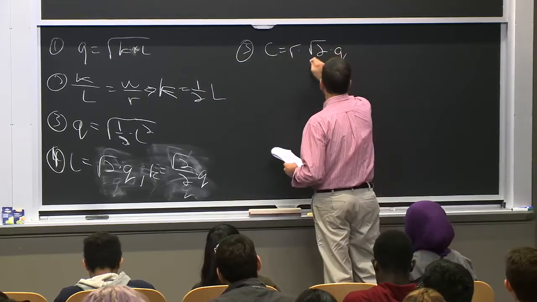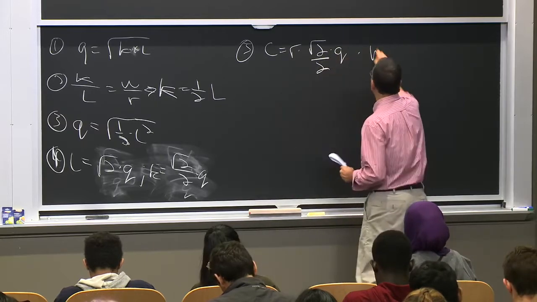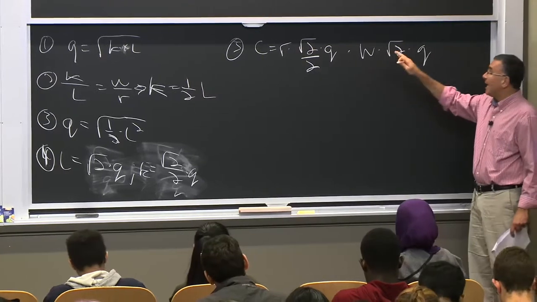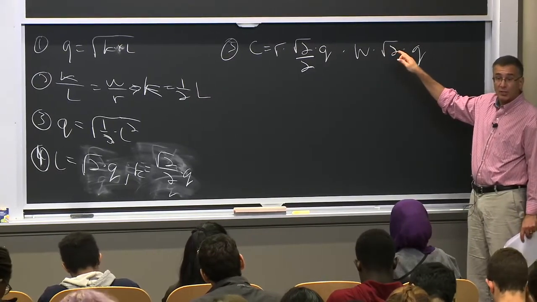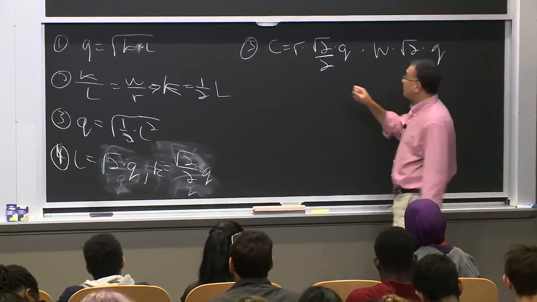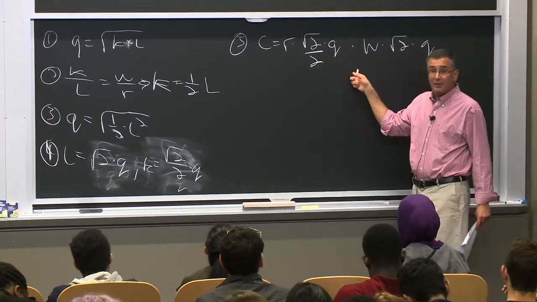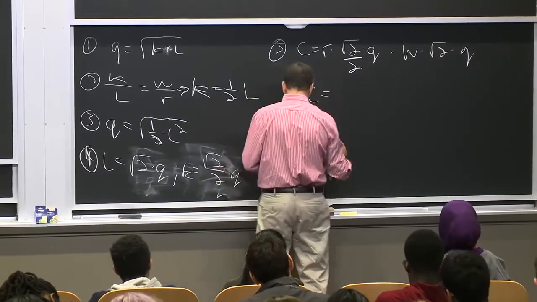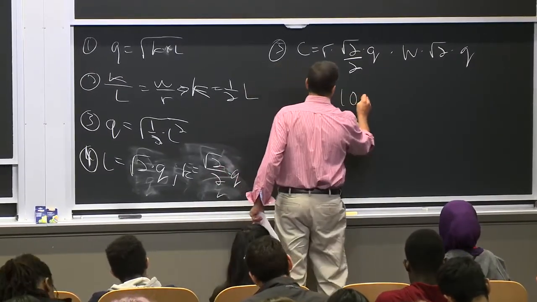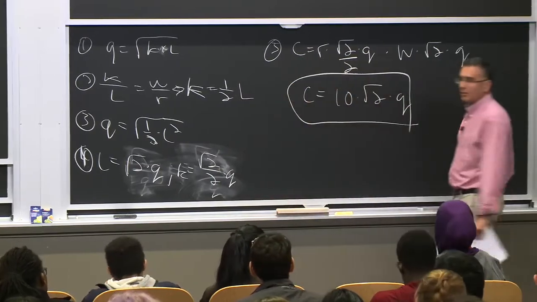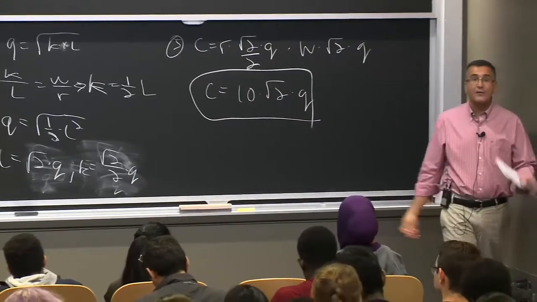I'm sorry, R times square root of 2 over 2 times Q, plus W times square root of 2 times Q. I just plugged in the optimal L and K into my cost function. Okay? Now I can plug in the 10 and the 5 to get C equals 10 times square root of 2 times Q. And I'm done. I've just derived the cost function.